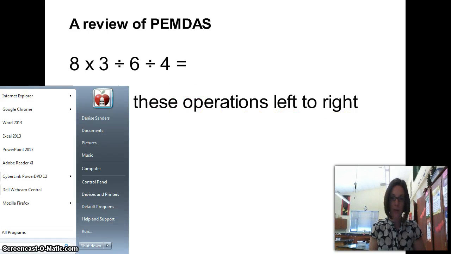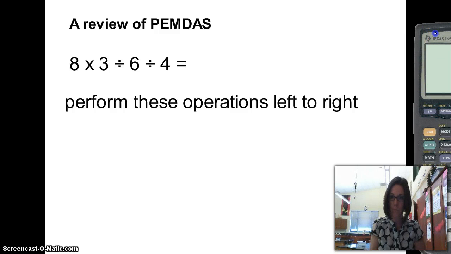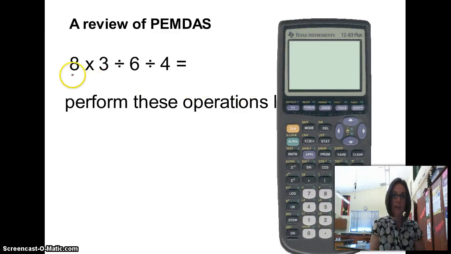So let's pull up a calculator, and we're going to put these in left to right. So we would put in 8 times 3 divided by 6 divided by 4. And what the calculator is going to do is say 8 times 3, which is 24, divided by 6, which is 4, divided by 4, and then we're going to get a value of 1. So each thing is performed left to right.